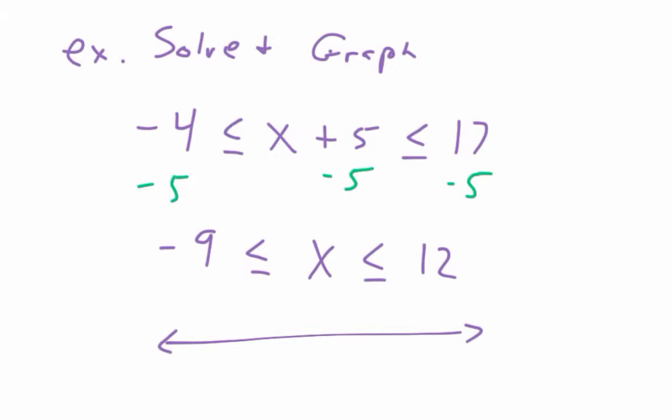Negative 9. And right there I have a closed circle. The right side of my graph is 12 with a closed circle. And in between, shade it. Because x has to be between those two numbers. So for intersection, yeah.